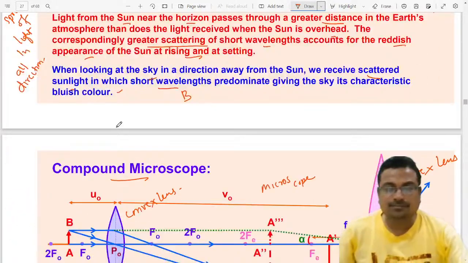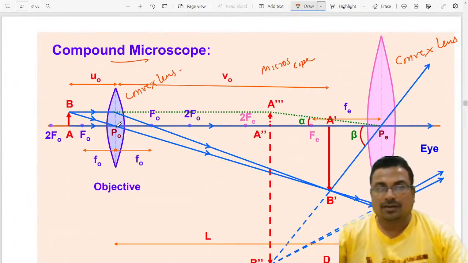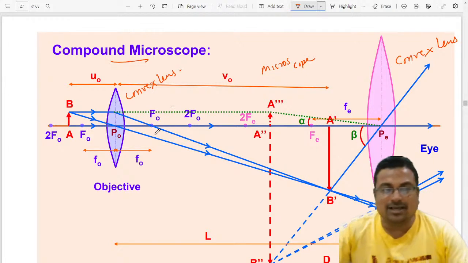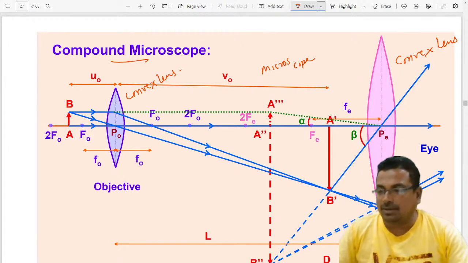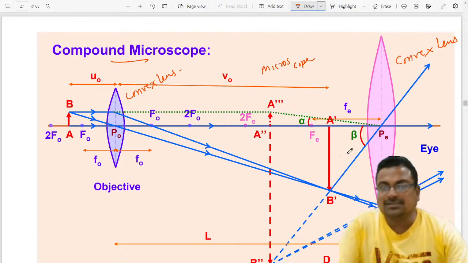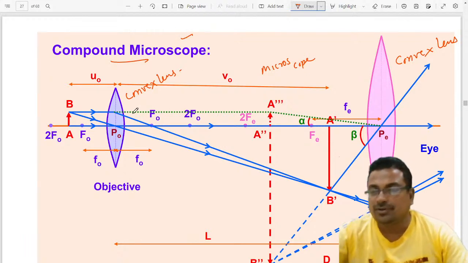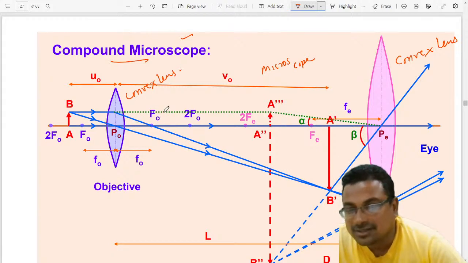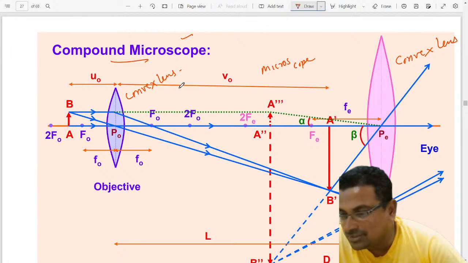Now, how many lenses are we using here? Two lenses. This is an objective. This is the eyepiece. This is the compound microscope used in the lab for blood tests, or in the chemistry and bio lab, where we see different specimens. It forms a magnified image.